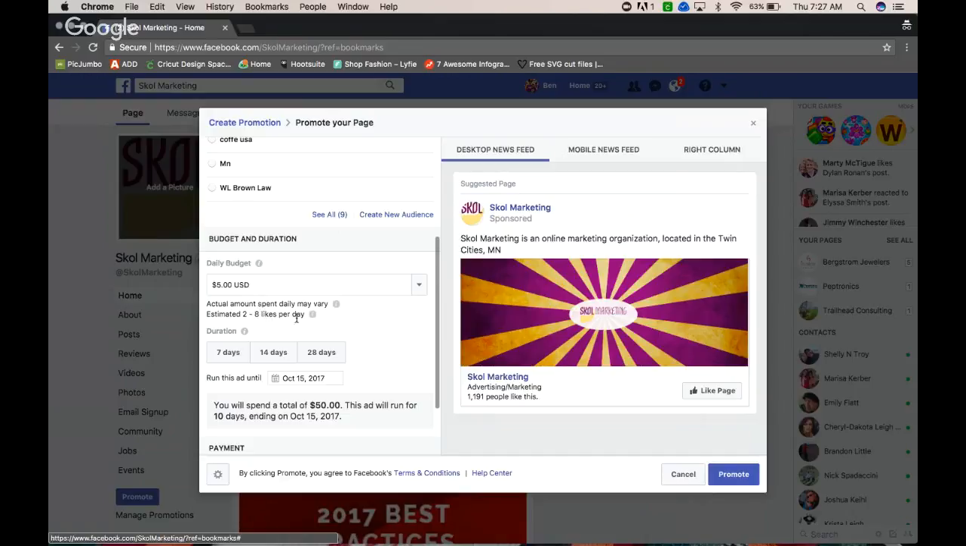And what it's also going to do, which is kind of nice, is estimate the average number of likes that you're most likely going to get on a daily basis. So at $5 a day, Facebook is saying that I will get an estimated 2 to 8 likes per day for the $5. And then obviously we can set the duration. So I'm going to run it for 28 days. Bam, hit promote. My ad is going to start to run.